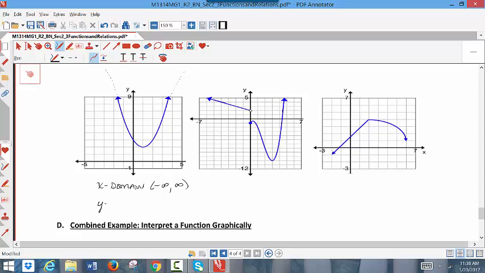Your y value is your range. How low does the graph go and how high does the graph go? This is its low point, and at this point the x value is 1 and the y value is 2. Remember, your range is the y values. So it starts at a low y value of 2 and it goes upward to positive infinity.